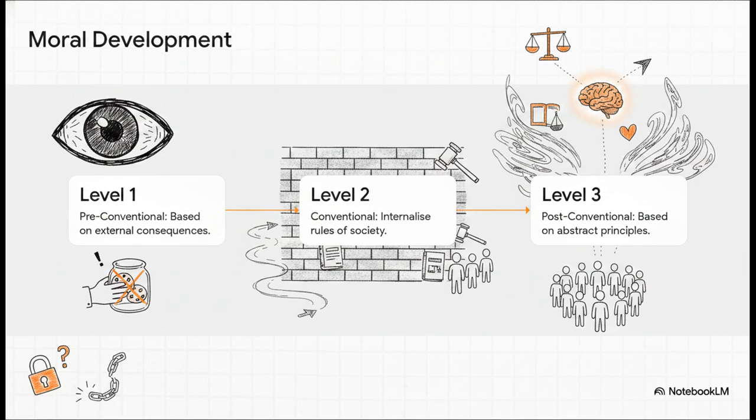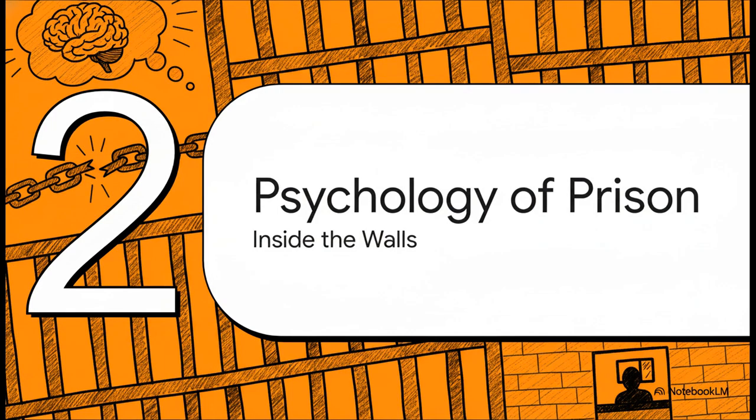And finally, level 3 is post-conventional morality. Only some adults reach this stage, and it involves abstract principles that might actually transcend specific laws. So if an offender is stuck at a lower level of moral reasoning, say they only care about immediate consequences to themselves, traditional punishments might not actually do anything to change their internal moral compass. Which brings us to Section 2, the psychology of prison.